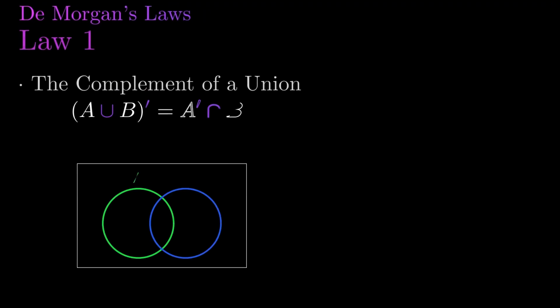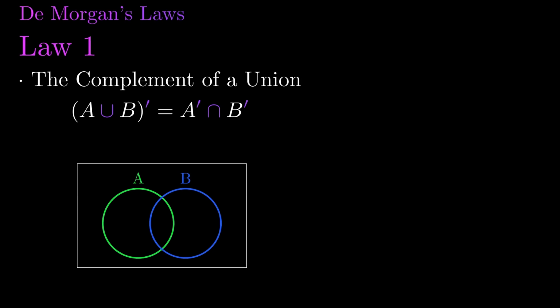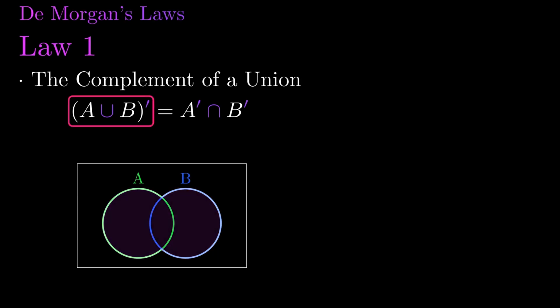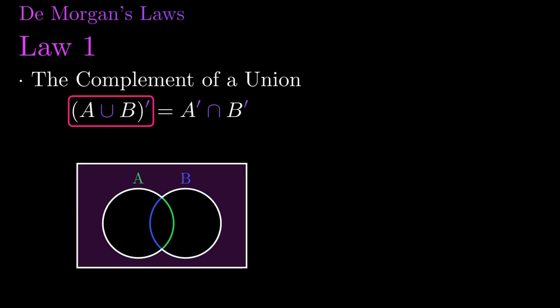Law 1, the complement of a union. This looks intimidating, so let's break it down. The left side, (A union B) prime, means first find the union of A and B, then find the complement, everything outside that shaded union.